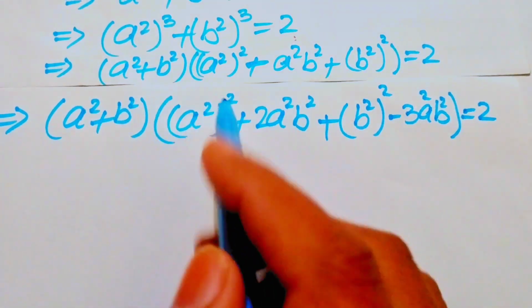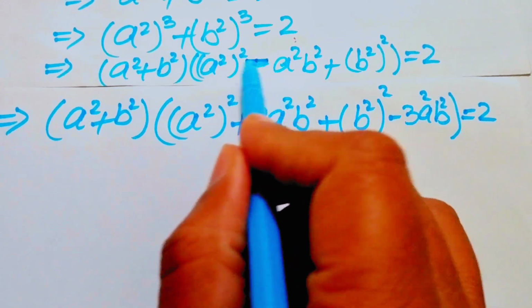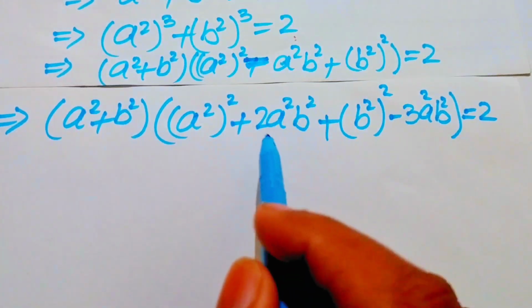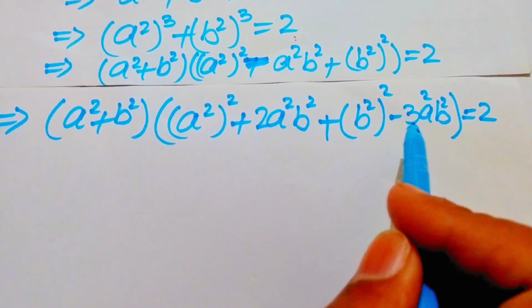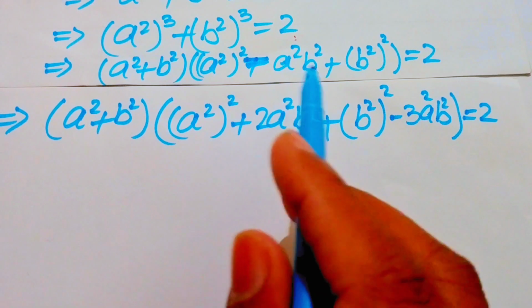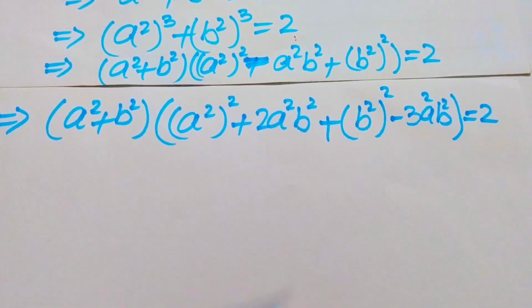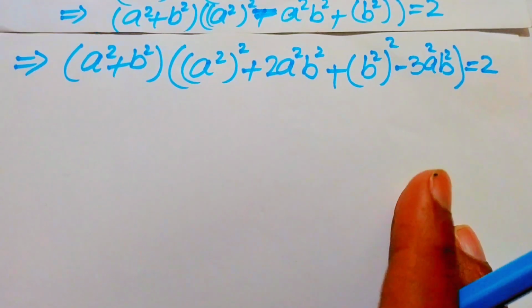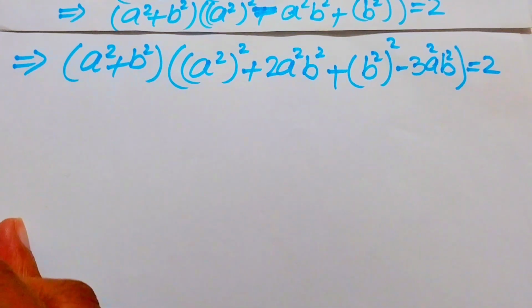So here we just rewrite this expression as this is minus a square b square. We write it as 2a square b square minus 3a square b square. So when we subtract 2 minus 3, we get minus a square b square. And now we put the value of a square plus b square here.